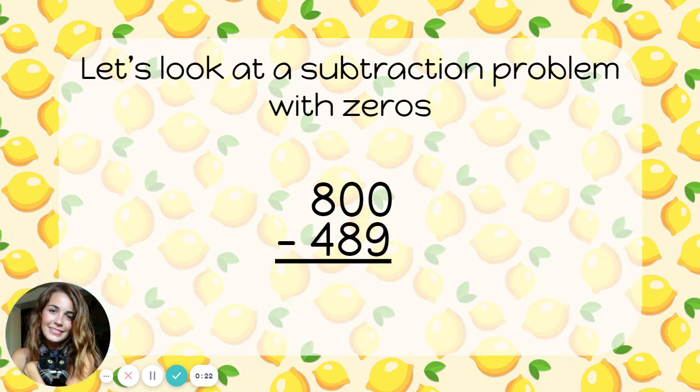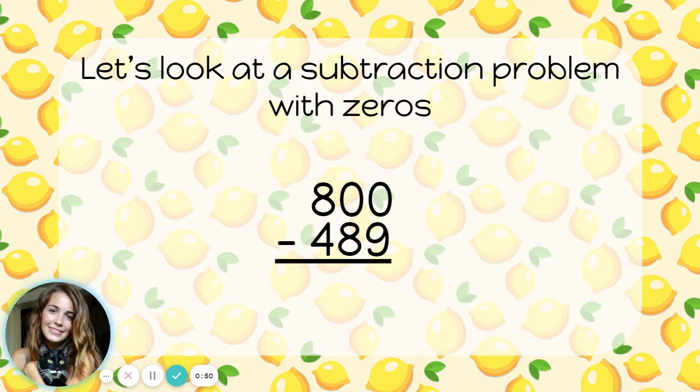We're going to be subtracting 800 minus 489, and we're going to use a strategy called the standard algorithm. So make sure you already are familiar with this strategy before watching this lesson. This is the strategy we use when we line the numbers up on top of each other, and then we subtract the ones, and we subtract the tens, and we subtract the hundreds. This is like the normal way of doing subtraction.